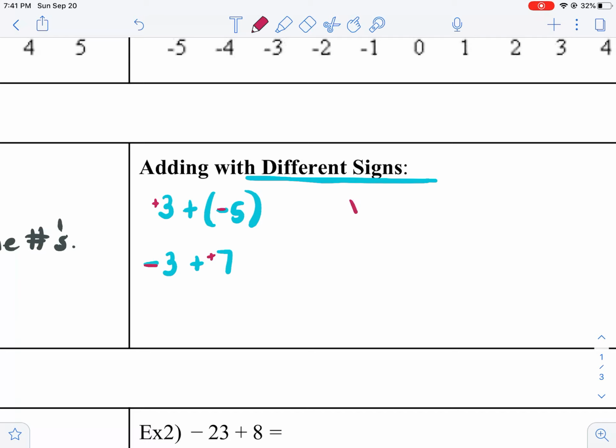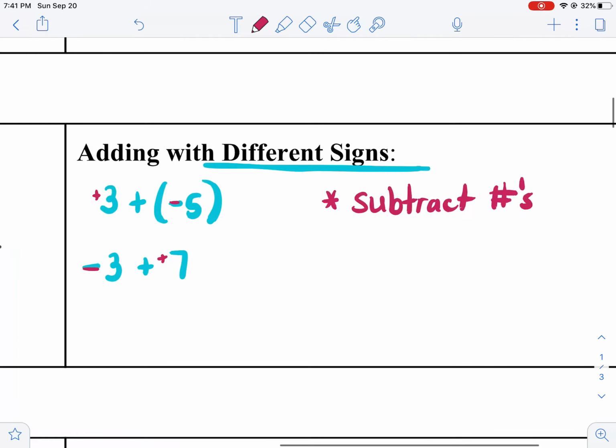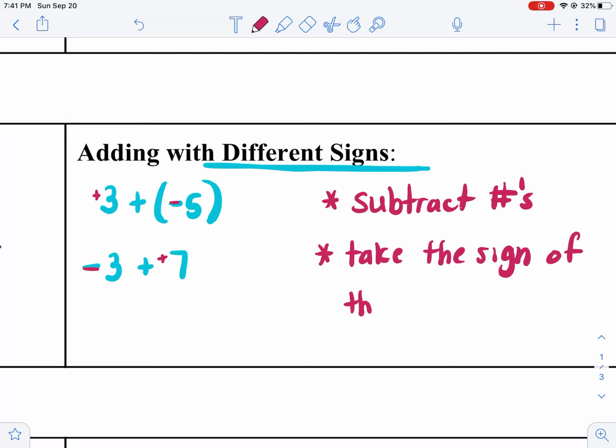Okay, so when we have different signs, what we're going to do is we are going to subtract the numbers, the absolute value of the numbers, so just the numbers without a sign. Subtract the numbers, and then you are going to take the sign of the bigger number.